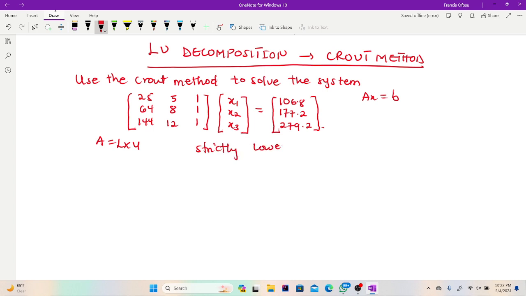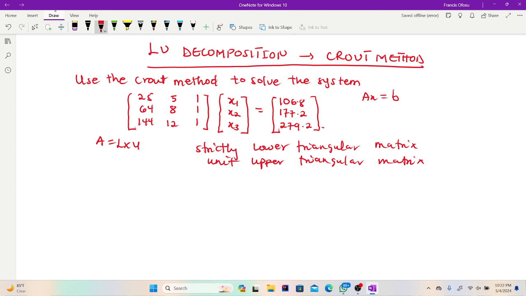So for the Crout method, we are going to use a strictly lower triangular matrix, then you use a unit upper triangular matrix. This is the difference. But in our previous lessons, the Doolittle, we used a unit lower triangular matrix and a strictly upper triangular matrix. So let's see how we use our Crout method.